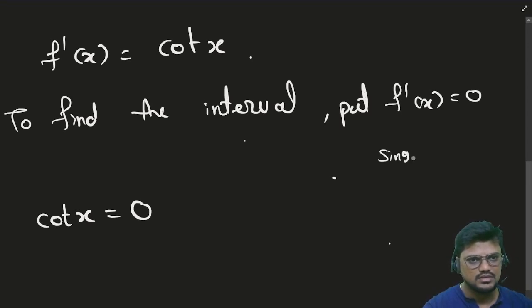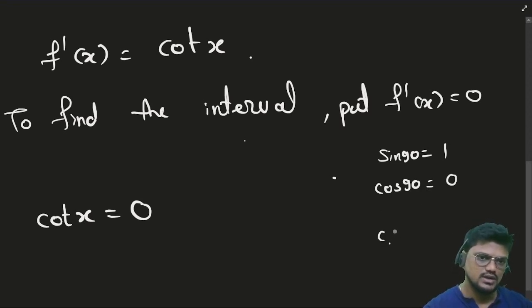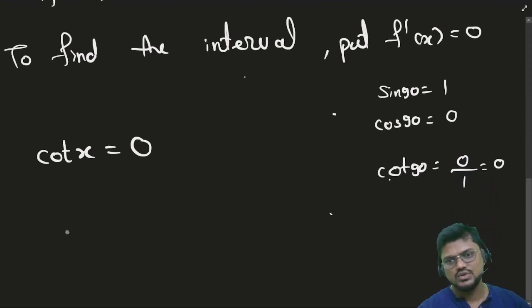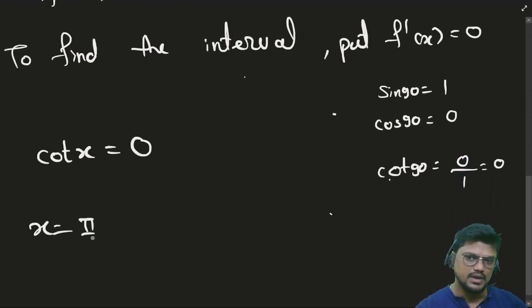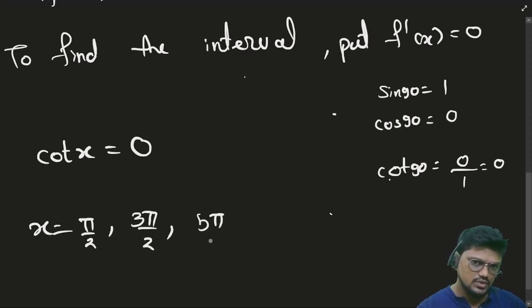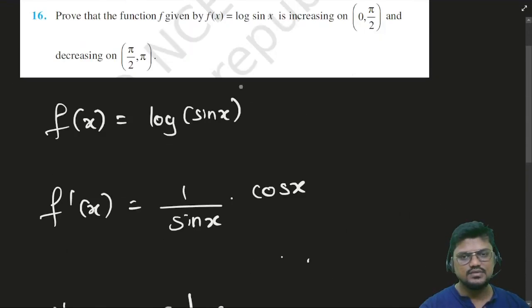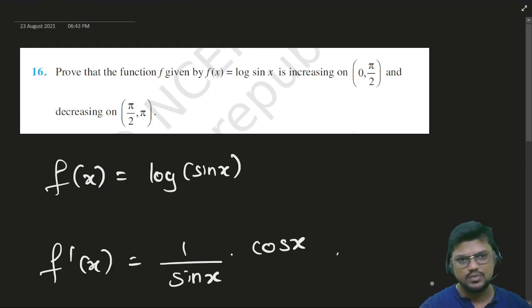Sin 90 is 1, cos 90 is 0. Cot 90 will be 0 upon 1, and 0 upon 1 is 0 only. So x will be equal to either pi by 2 or 3 pi by 2 or 5 pi by 2 and so on. But it is given that you have to check only for the interval 0 to pi by 2.